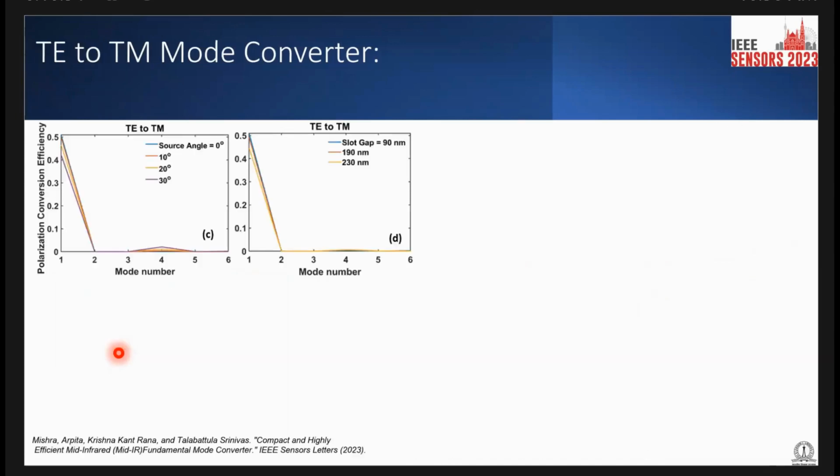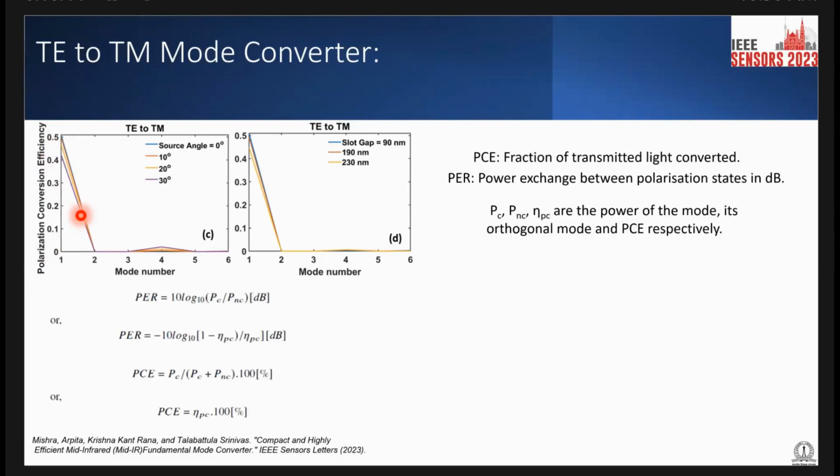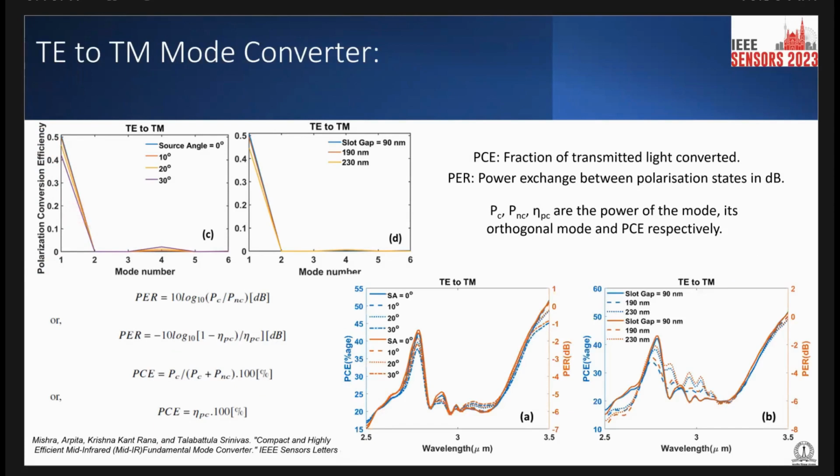And these are the results. Here also we are giving TE as the fundamental mode, and you can see that 50% of TE is getting converted to TM, and these are the equations which we used. Here also the PCE in percentage and PER in dB are shown from 2.5 to 3.5. The PCE varies from 15% to 55%, and the PER varies from -1 to 1 dB.